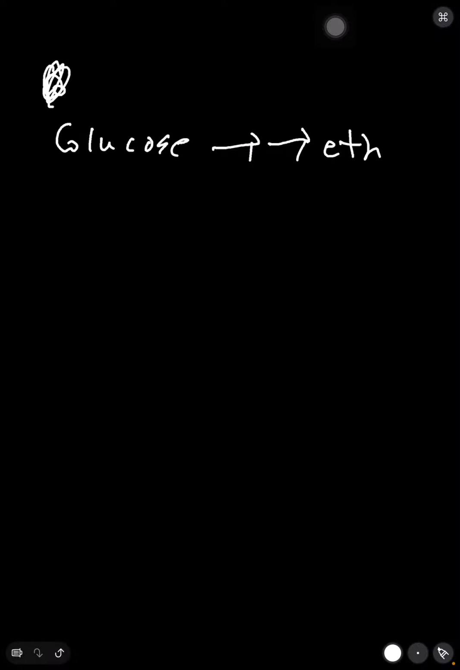So if you think about it this way, whenever we make ethanol, we're using glucose as essentially the starting point, right? Because glucose has to go through glycolysis to make pyruvate. Pyruvate has to go through alcoholic fermentation to make your ethanol. And you're looking at your sources.